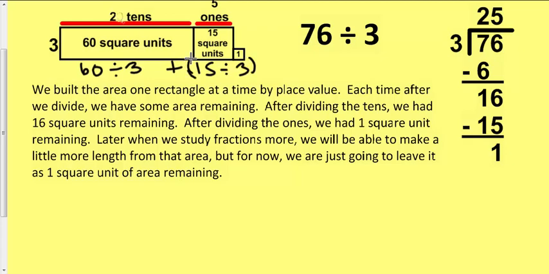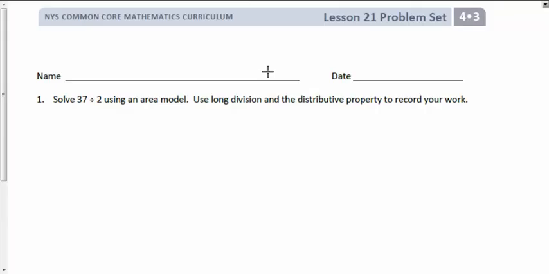That just means that you're going to divide before you add. And 60 divided by 3 would be 20. Plus 15 divided by 3 would be 5. And that would equal 25. And then I'd have to add my remainder 1. So 25, remainder 1. All right, let's go ahead and get our problem set.